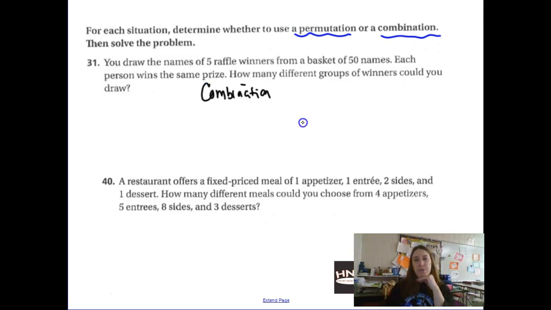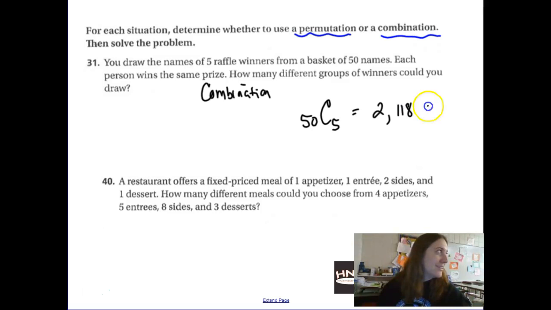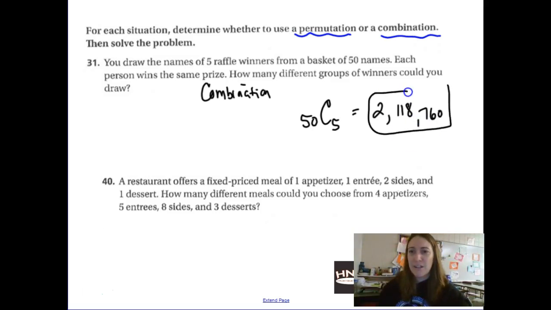So for us, we're going to grab our calculator. Out of our 50 people, we're choosing a combination of 5 people to win a prize. I never do these in my head because they're hard for me to think about. I use factorial. It's awesome. 2,118,760. The point is, a lot. Now, if you accidentally hit the permutation key, you'd have even more than that. So be careful.